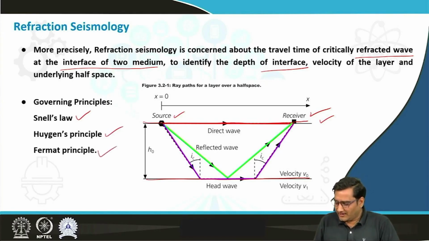The ray indicated by the red line is basically your direct wave, and the ray depicted by the green line is your reflected wave. The ray in purple is the head wave, which is having the refraction at the interface of both of the layers. The layer above has the velocity v0, and the bottom layer, or you can say the half space, has the velocity v1.